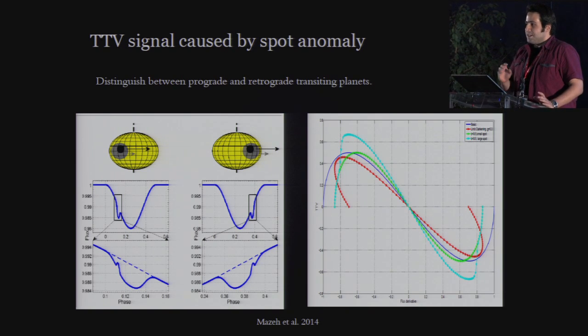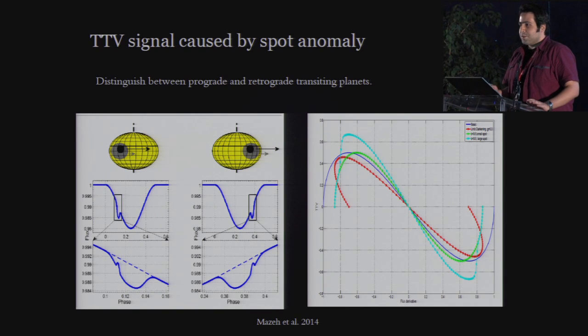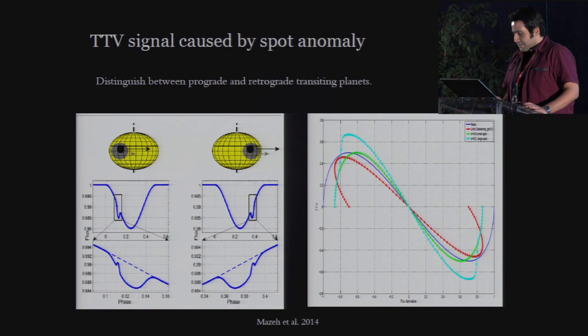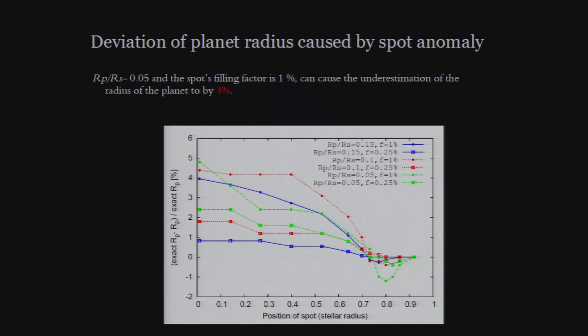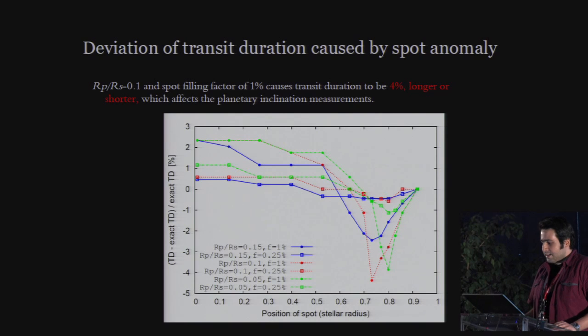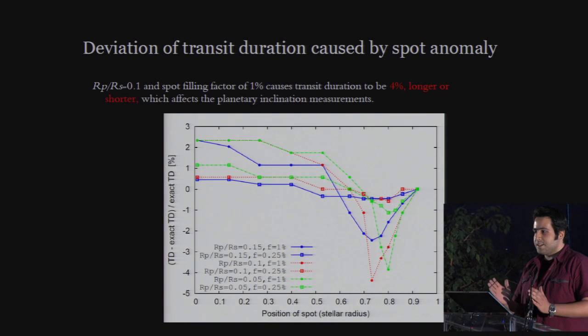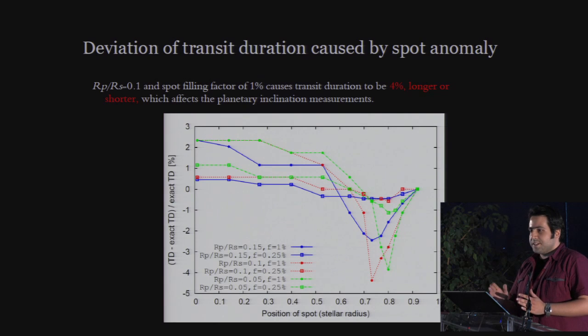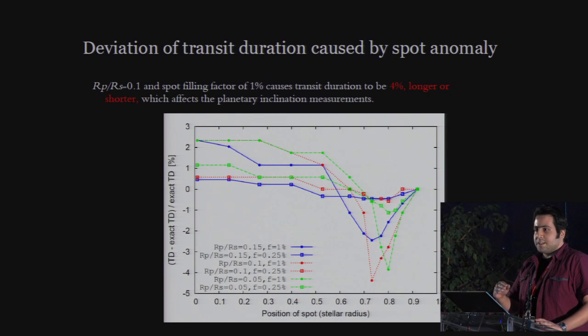So those TTVs induced by activity are not just problems, they can also give us information about the orbit of the planet. The second result we found is that those anomalies can underestimate our planet radius estimation by 4%, and they can also cause the transit duration to be 4% longer or shorter than its actual value, which can affect the inclination of the planet that we estimate.